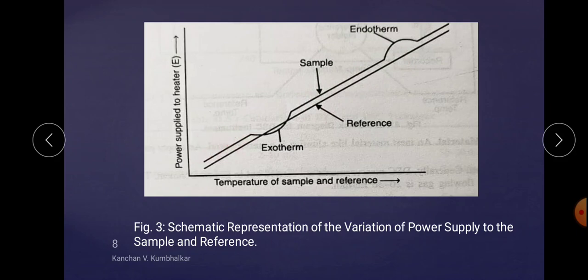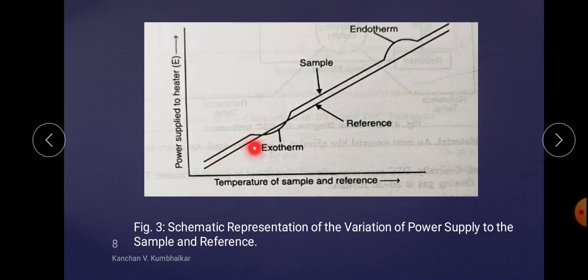Now what we put as E is the power supplied by the heater, the heating process, to the sample as well as the reference compound, and the temperature of sample and reference. As you are giving a temperature to the sample and reference, if there is no reaction, the intake of temperature of sample as well as reference is the same. Hence this parallel line is observed.